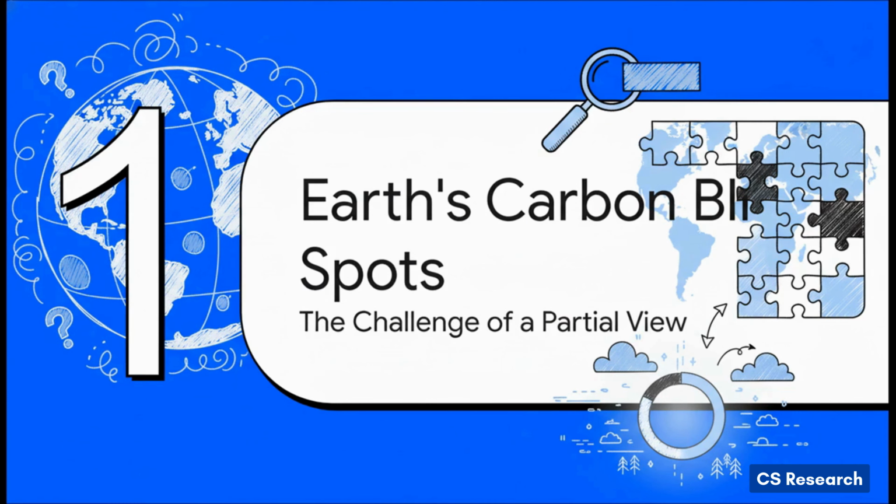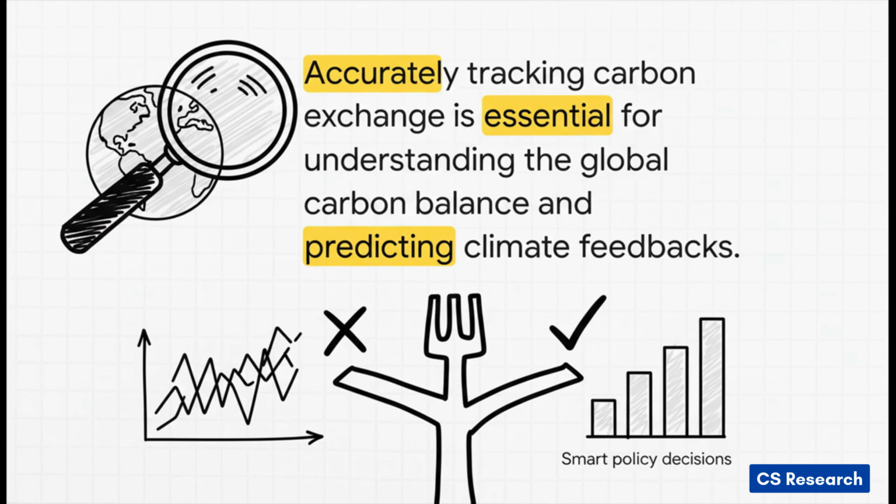What does it mean to have only a partial view, and why is it so incredibly important that we fix it? Here's the bottom line. Tracking these carbon fluxes is absolutely essential. We're talking about things like gross primary production, or GPP. Think of that as the total amount of CO2 plants breathe in. And then there's net ecosystem exchange, or NEE, which is kind of the final score, the balance of carbon going in versus carbon going out.